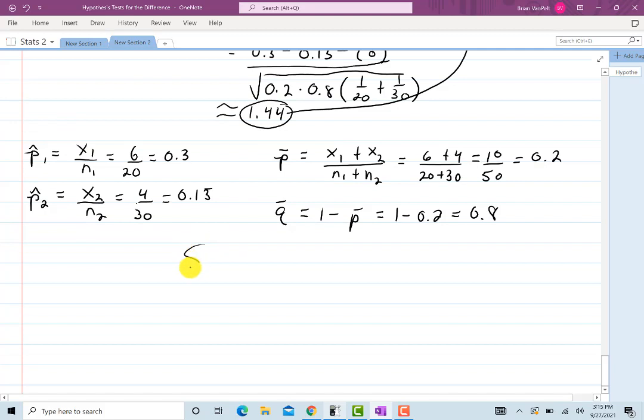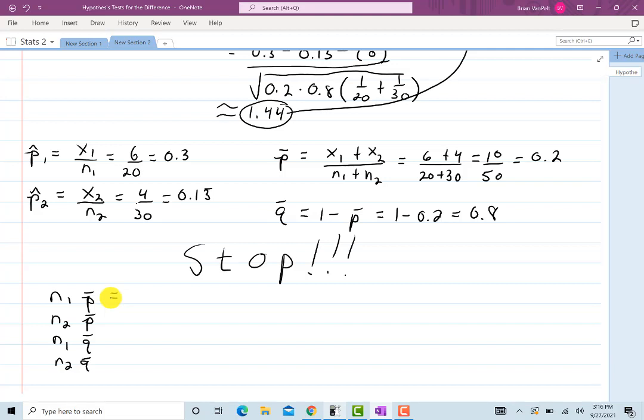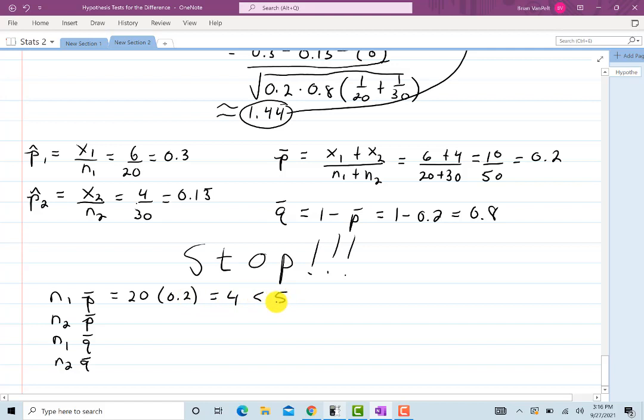But stop. I didn't check something at the very beginning, and I should have. I didn't check these quantities. I didn't check all of these. So let me see. My N1 was equal to 20. So we have 20 times 0.2, and that equals 4. And that's less than 5. So it didn't even pass the very first step. So the test is not valid. So we cannot use this test.